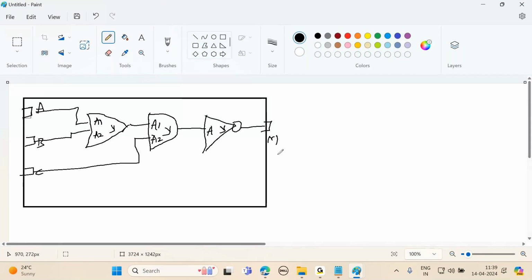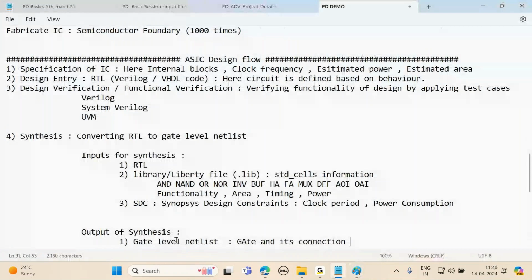Then what do you mean by gate level netlist? Even a gate level netlist is also a Verilog program. It's also a Verilog or VHDL program, but your RTL is in behavioral form, while the gate level netlist is in structural form. See, this gate level netlist should have only gates and their connections. Apart from that, it should not have any other commands. Like an if statement should not be there, a case statement should not be there, no assign command should be there. Only gates and their connections. So I'll write the gate level netlist now.